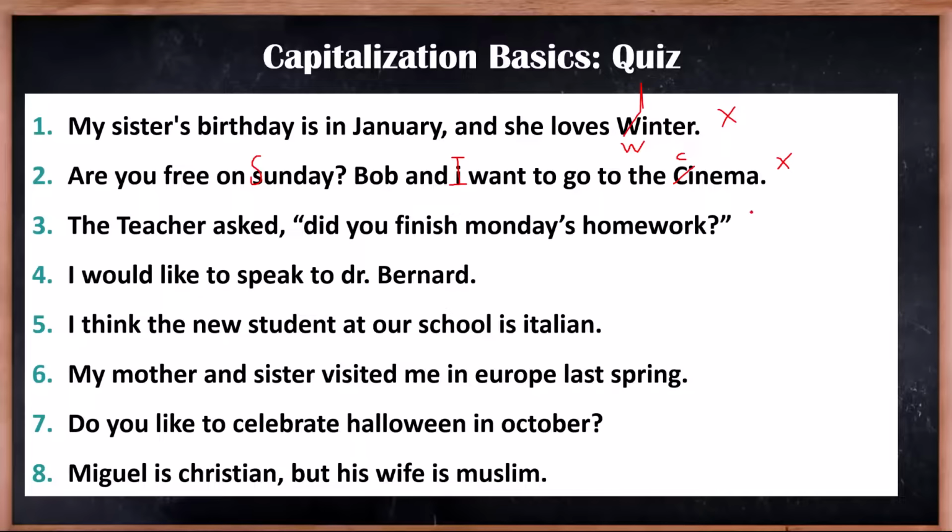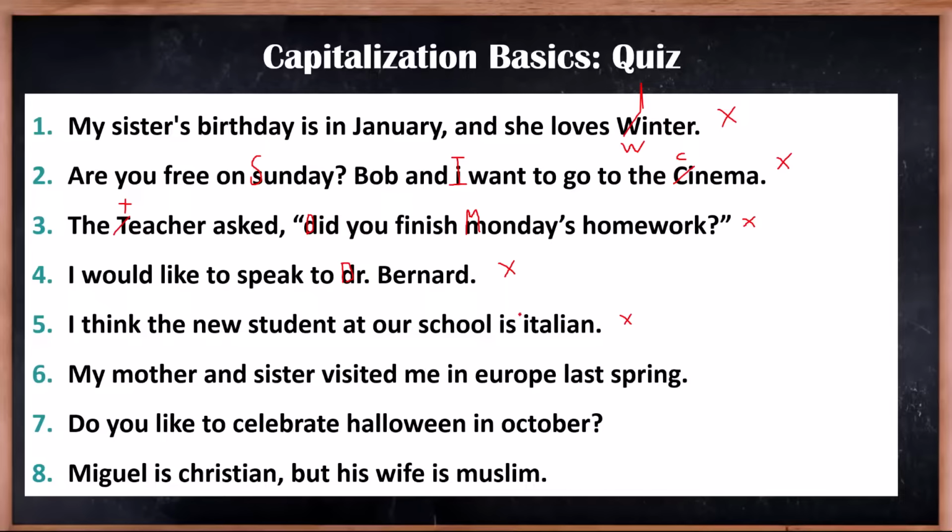Number 3 also has some errors. Teacher should not be capitalized. It's a common noun, so we need a lowercase t. We also have to capitalize did because remember, we capitalize the first word in the beginning of a direct quote. And we also capitalize Monday because we capitalize the days of the week. Number 4 also has an error. We have to capitalize the D in doctor because this is an abbreviation for Dr. Bernard. It's his title.